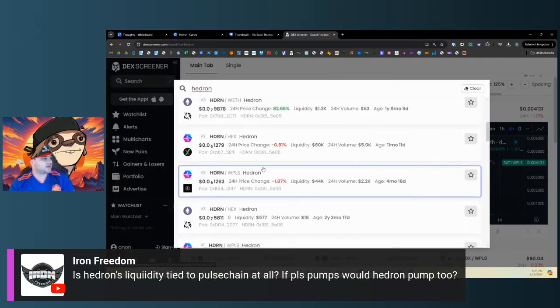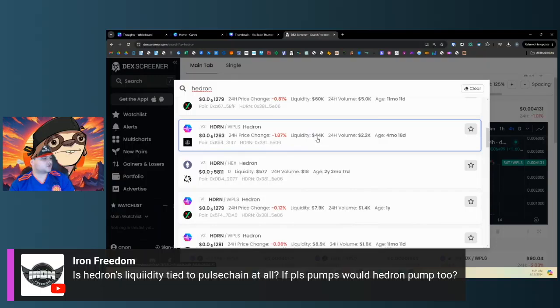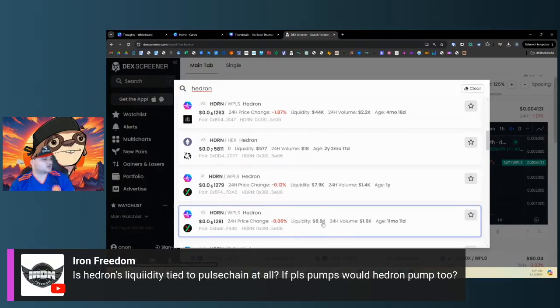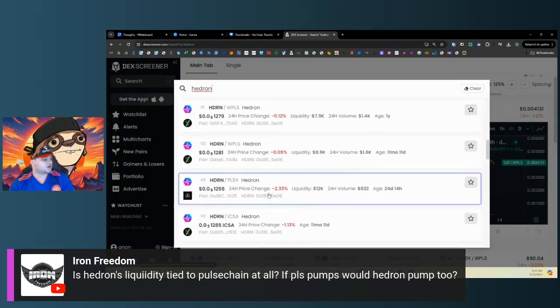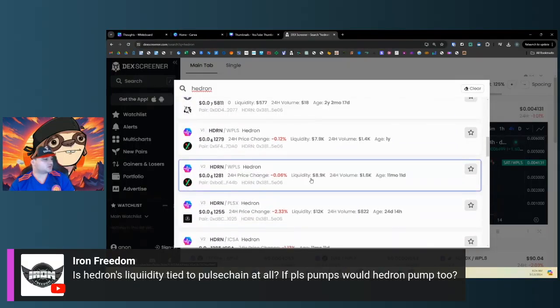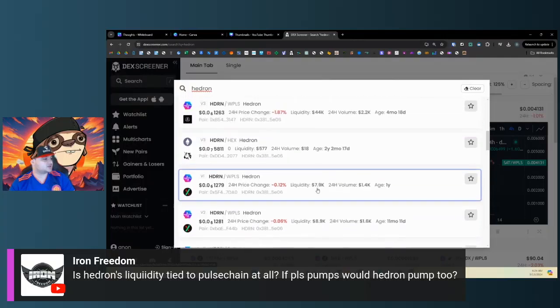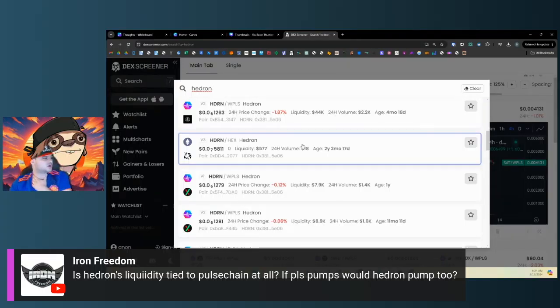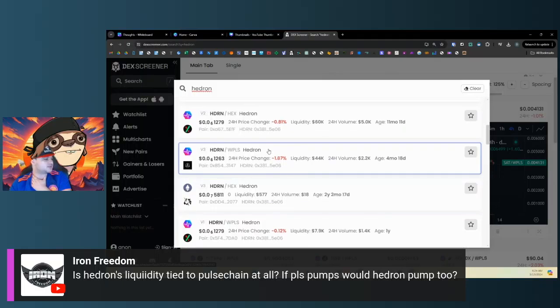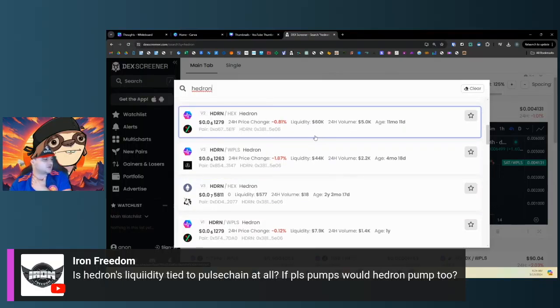And if we look, we have about $44,000 of Hedron versus Pulse, another 8K here, another 9K here. So I'm just counting up all the LP that's between Hedron and Pulse. So it's about 9K, 8K, so that's 17K, plus another 44K, that's $60,000 of liquidity for Hedron to Pulse. And the only thing that's higher than that is Hex at 60K of liquidity. So it's pretty heavily tied to Pulse and Hex.